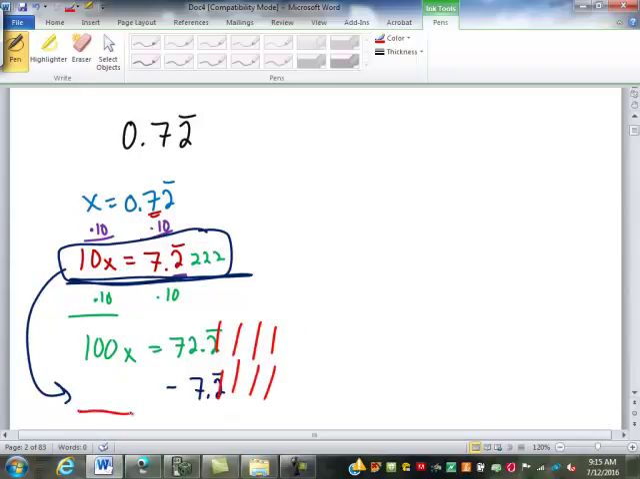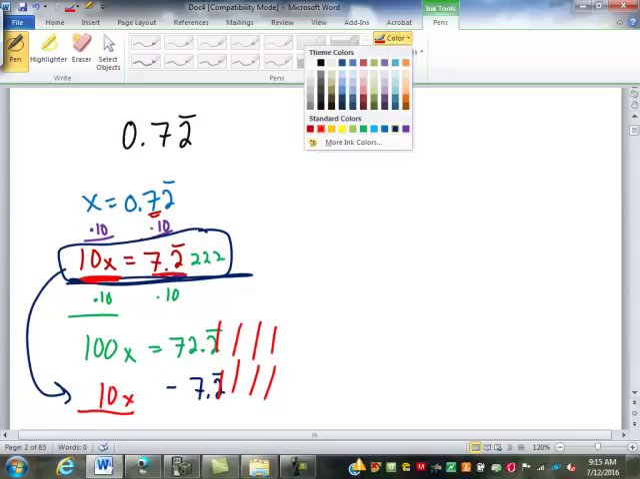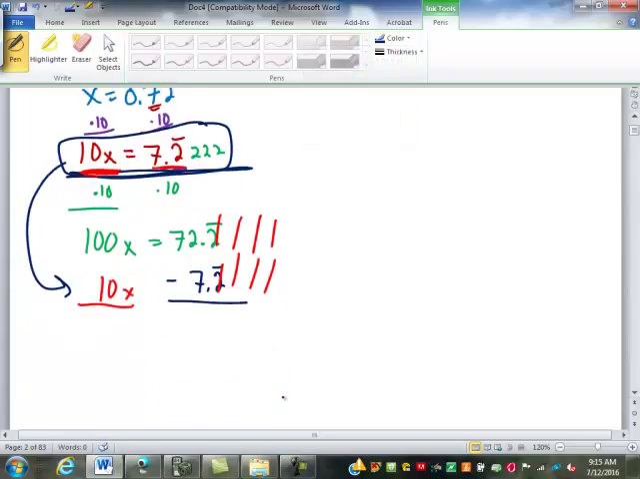What do you think I'm going to subtract over on this side? I'm not going to subtract 7.2 repeating. I'm going to subtract 10x, is equal to that part, right? So down here, 100x minus 10x is 90x. The 0.2 repeating is gone. That all canceled out. So it's just 72 minus 7 is 65.